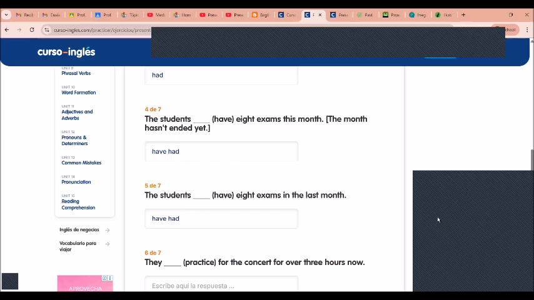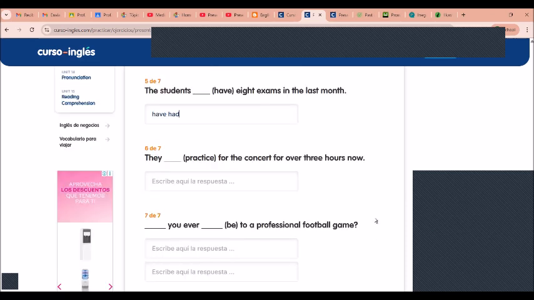All right, let me go a little bit faster so we can get more people involved. Let's go with Carlos Francisco, number 6. Yes. They have practiced for the concert for over 3 hours now. They have practiced for the concert for over 3 hours now, and they're probably still practicing. All right, let's go with Sebastian Cortez, number 7. It's a question. Have you ever been to a professional football game? I have. I love football.